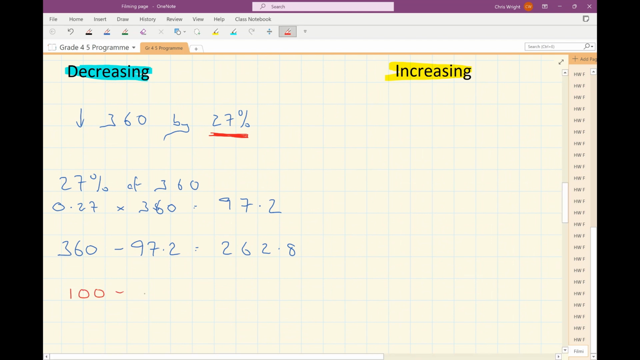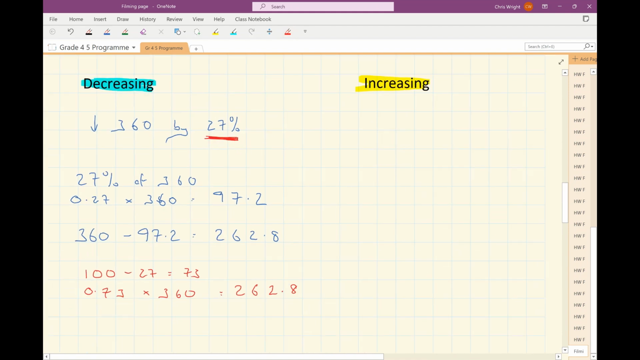100 minus 27 is 73. So 73% of the 360 is going to be left. So I might as well simply find 73% of 360. So I'm simply going to do 0.73 times 360. And if I do that on my calculator, I get my final answer straight away, 262.8. You have a go at this one.